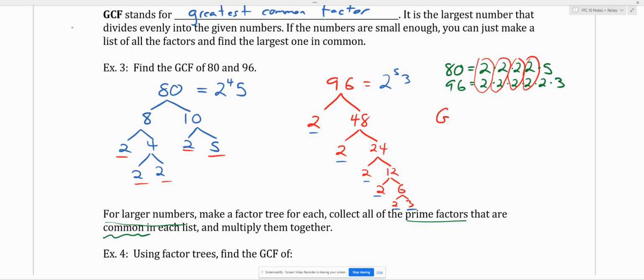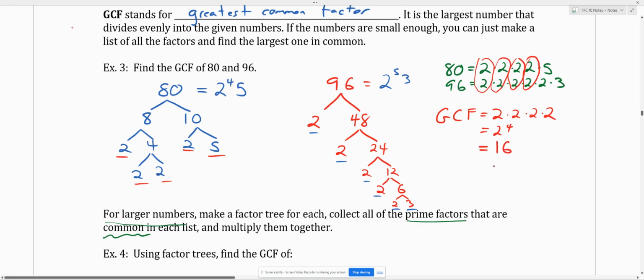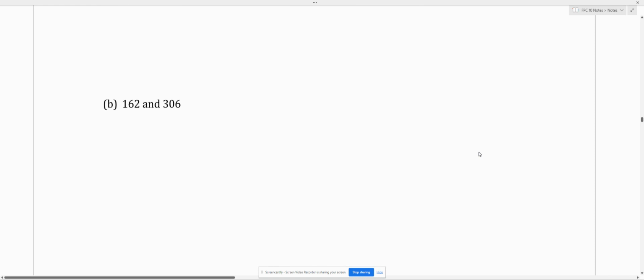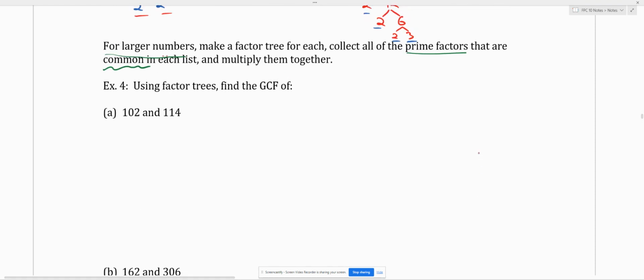That tells me that the GCF is going to be equal to 2 times 2 times 2 times 2, 4 2's together, which is 2 to the 4, which is the exact same thing as 16. And you could test this out. They are both divisible by 16, and that is our greatest common factor because it is the common prime factors being combined. Okay, let's try it with 2 more examples, and we'll be done this set of notes.